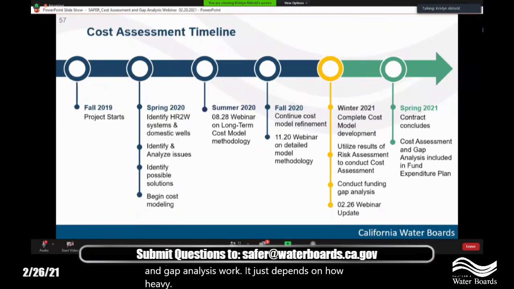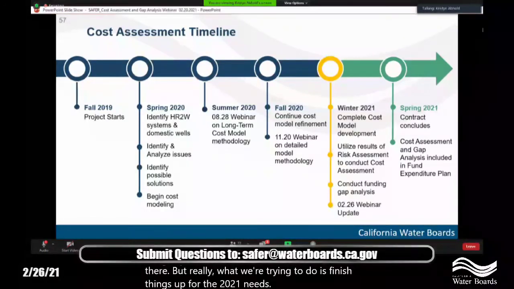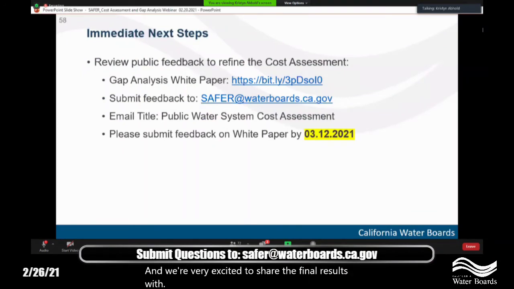And I'll go over the timeline there, but really what we're trying to do is finish things up for the 2021 needs assessment. Things are being wrapped up now, and we're very excited to share the final results with everybody in March. So these are the next steps.